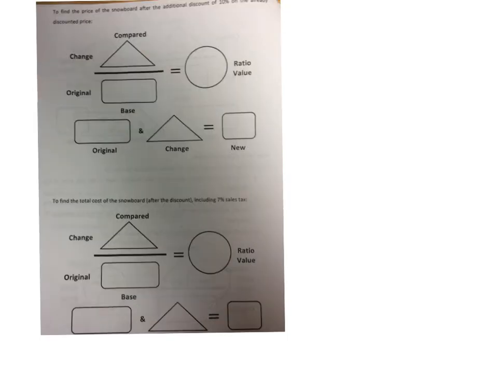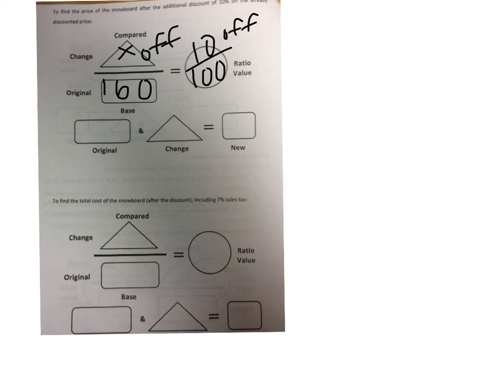Okay, so now it says to find the price of the snowboard after the additional discount of 10% on the already discounted price. So we have 10% off, so it's 10 over 100, and that's labeled off. So we're going off over here. And the price of the snowboard is not $200 anymore. Remember, we took a discount. We got $160 is what we were going to pay for it. So we get 10% off of that reduced price. So you can multiply across, 160 times 10 and divide by 100, and you're going to get $16 off.